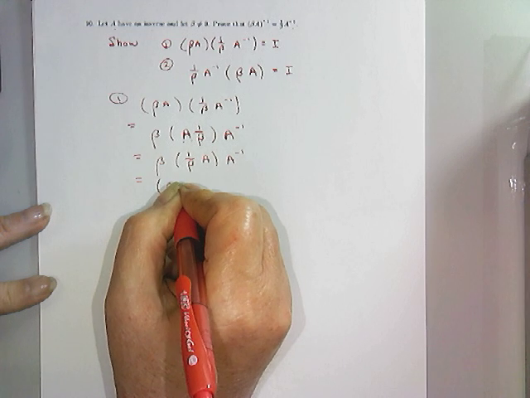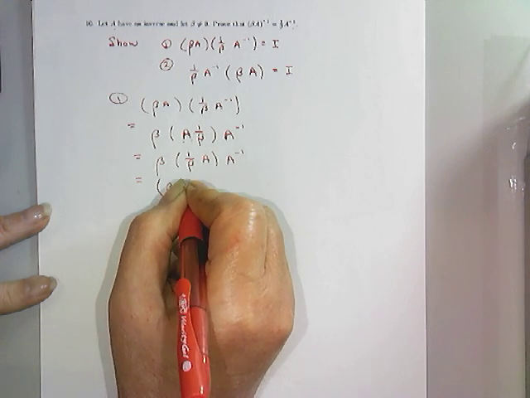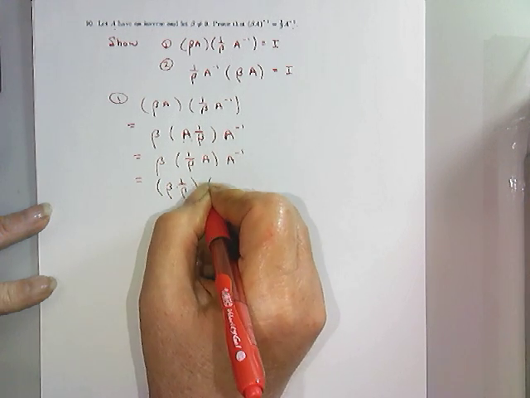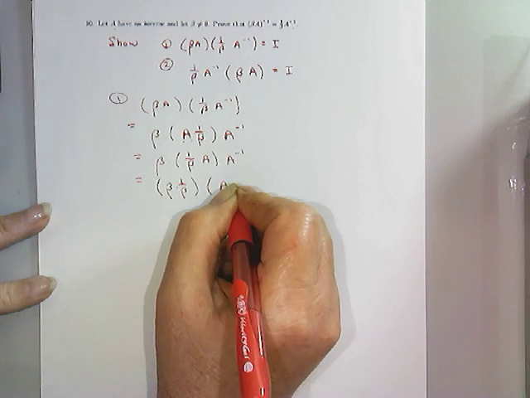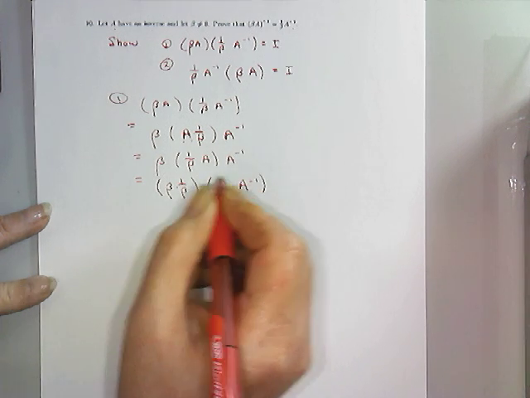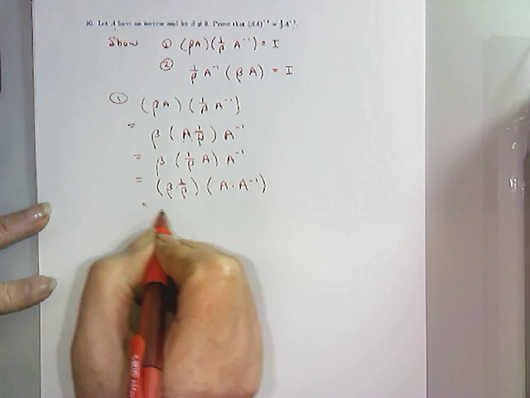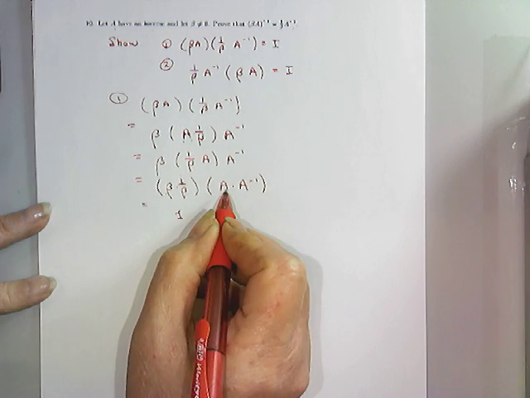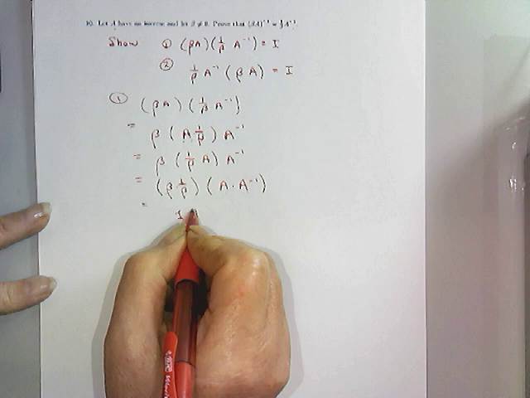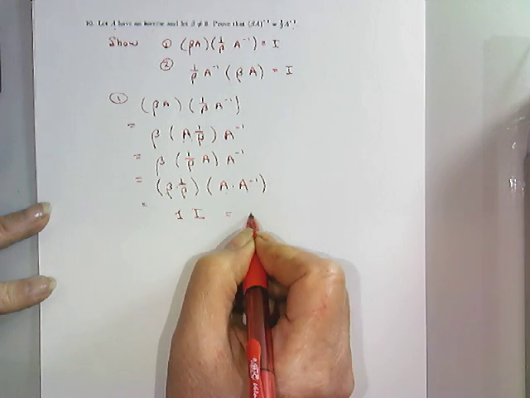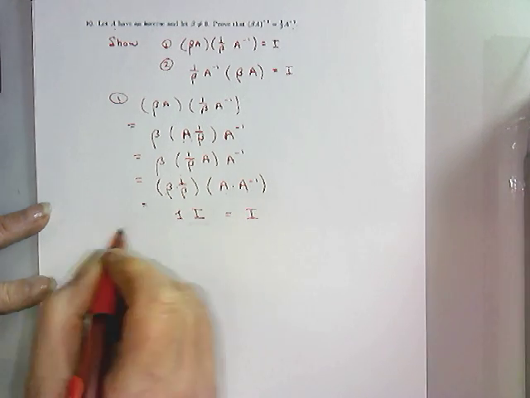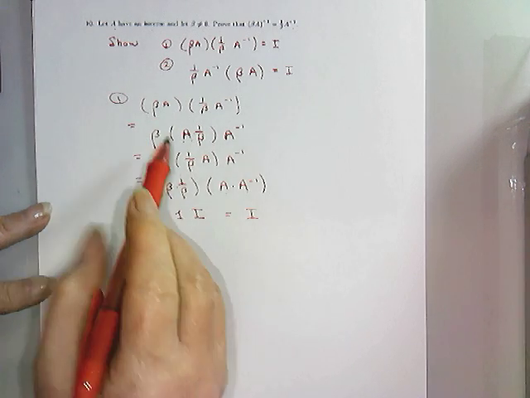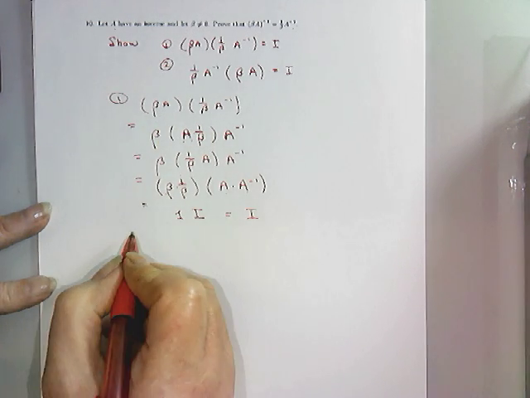But we can regroup. This is beta times 1 over beta times A times A inverse. But beta times 1 over beta is 1, and A times A inverse is the identity, and 1 times the identity is the identity. So clearly, in one direction, the product is the identity.